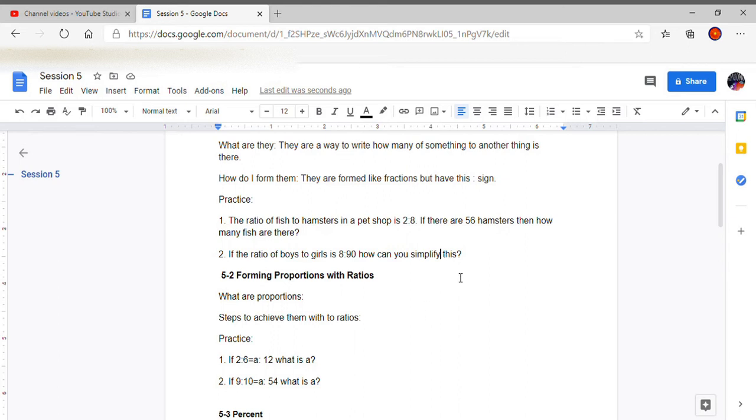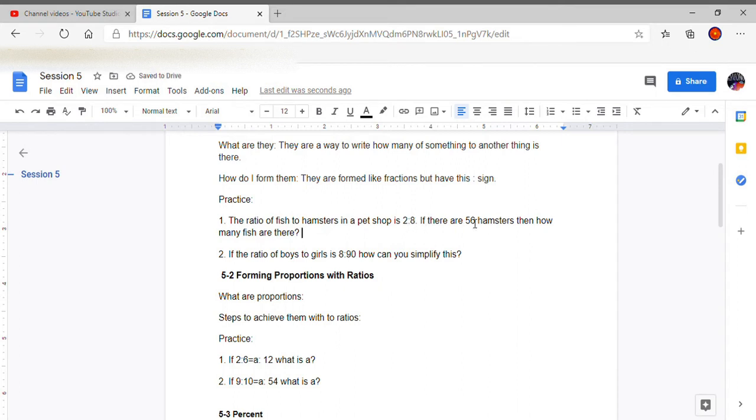So hopefully you figured out them both. If not, I will be telling you how to do it. So number 1, the ratio of fish to hamsters in a pet shop is 2 to 8. If there are 56 hamsters, then how many fish are there? So fish to hamsters meaning 2 is the fish and then 8 is the hamsters. So if there are 56 hamsters, so 8 turns to 56, then how many fish are there? So 2 out of 8 has to equal blank out of 56.